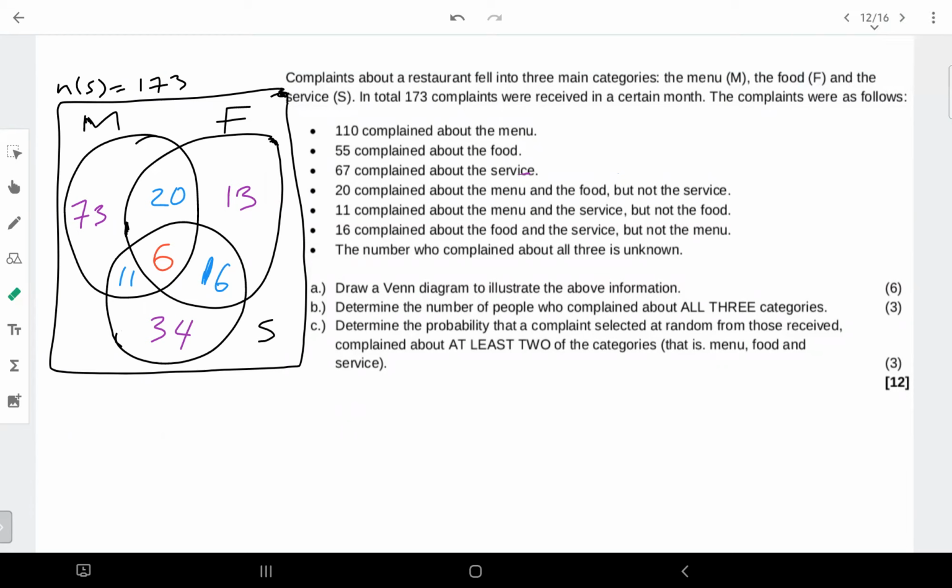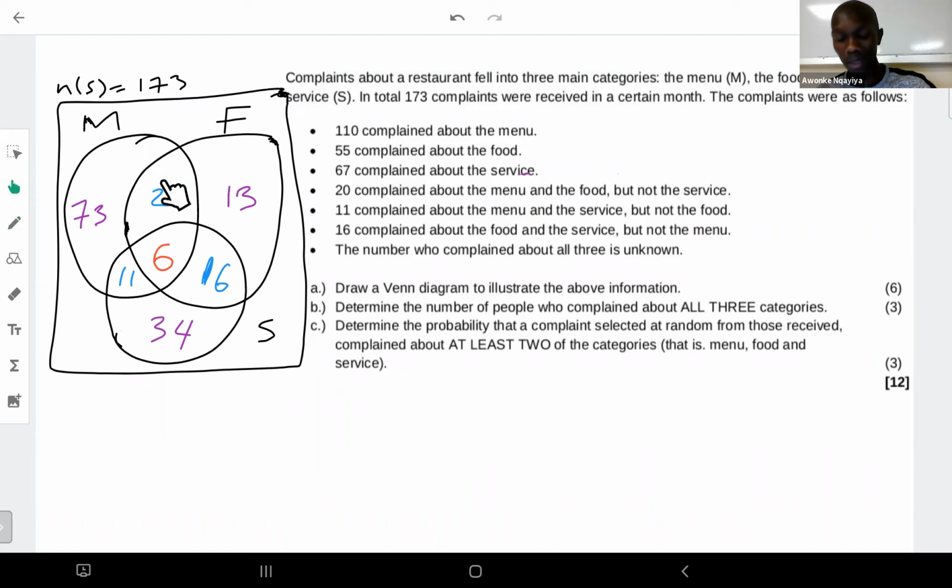So how about we add all those, like the 20, 11, and 16, and then let that be the numerator, and then the 173 becomes the denominator. Yes, 173 will be the denominator. And can you just add the intersections, the 20, the 6, the 11, and the 16? Yep, that is what we are going to do. So it's over 173.